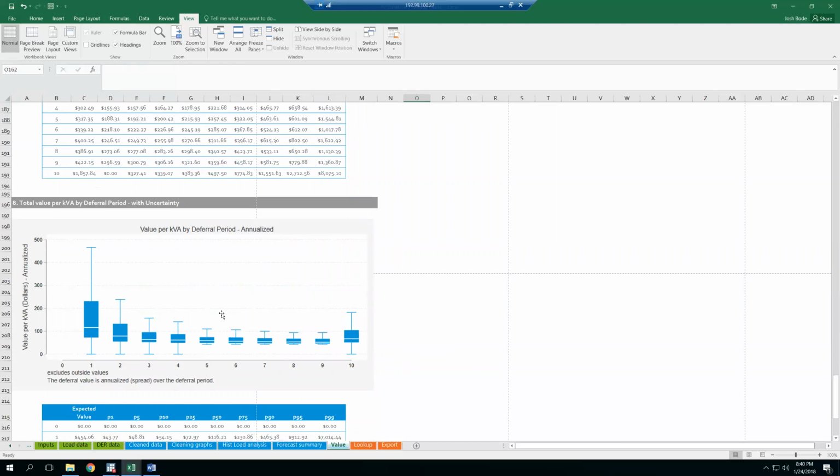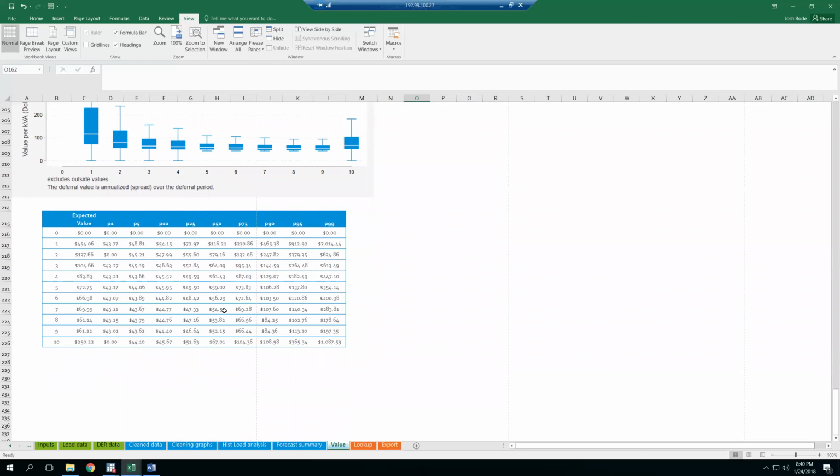So it's similar to the one above, except that in this case, we're annualizing the values or spreading them across the deferral years. And the concept is the same. It gives you a sense of, if I had a deferral of 1 year, here's the range of potential outcomes and value in dollars per kVA. And if I had a 5-year deferral, here's the range of values, etc. So it's pretty useful. And below it, we have charts that show the outcomes for each of these.